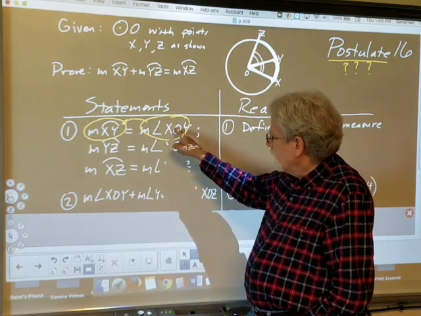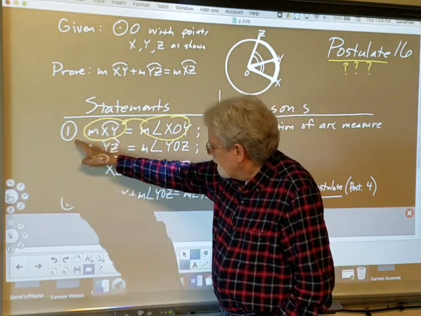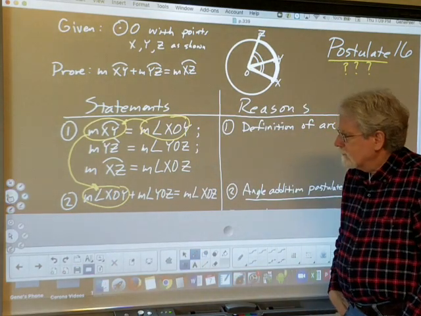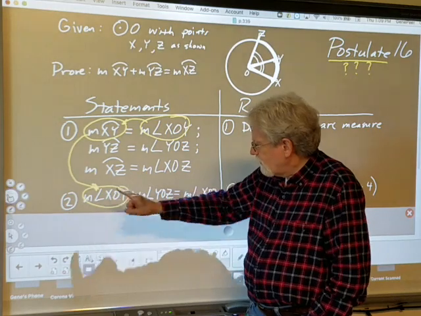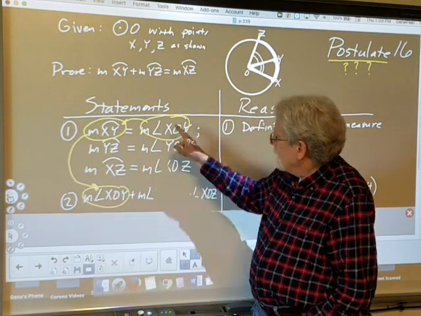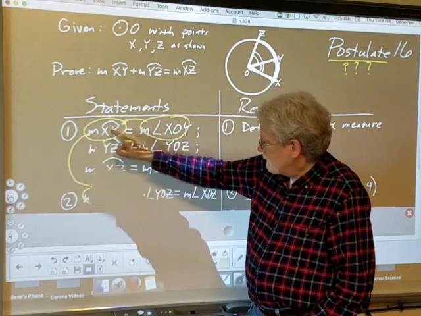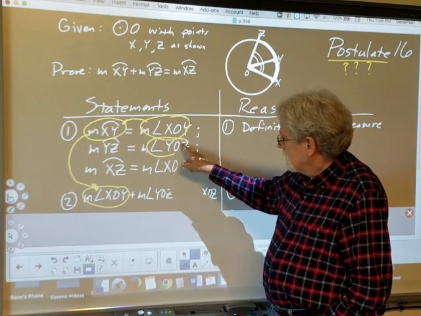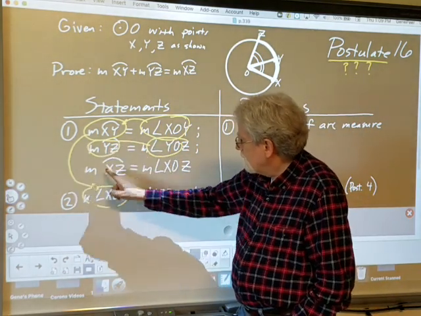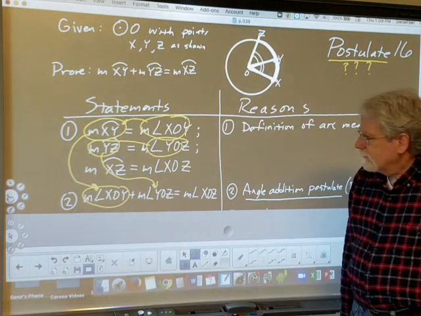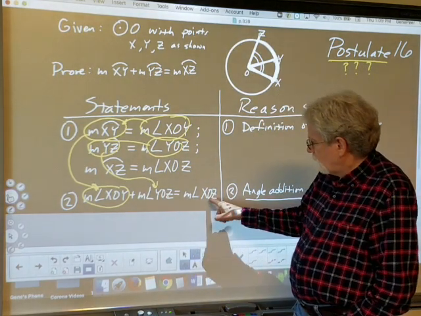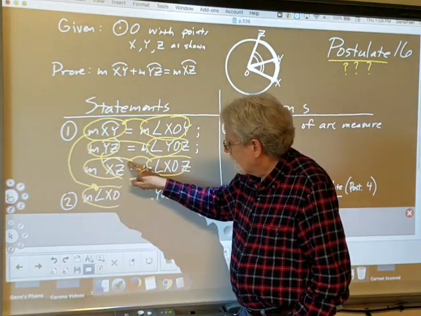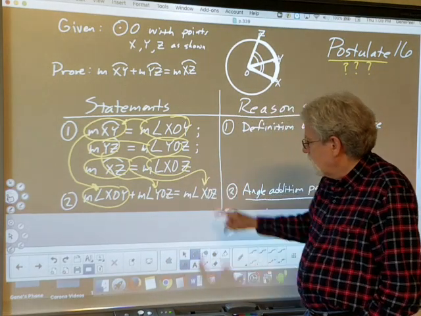So I'm going to take that, which is actually that, and stick it in right here in the place of XOY. That's substitution. If I know that the measure of angle XOY is also known as arc XY, let's change it. Likewise, I'll change YOZ into arc YZ and stick it right there. And likewise, I'll change XOZ into its other name, which is arc XZ, and stick it in right there.